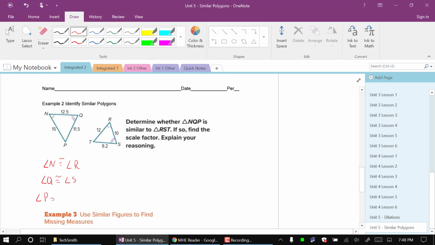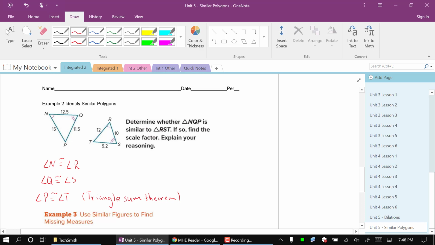So angle P is congruent to angle T, and this is by the triangle sum theorem. What's the triangle sum theorem? All 3 angles add up to 180. If these angles are the same and these angles are the same, then when we add these 2 angles and subtract from 180, we'll get P. And when we add these 2 and subtract from 180, it's going to give us T, and these 2 are also going to be the same.